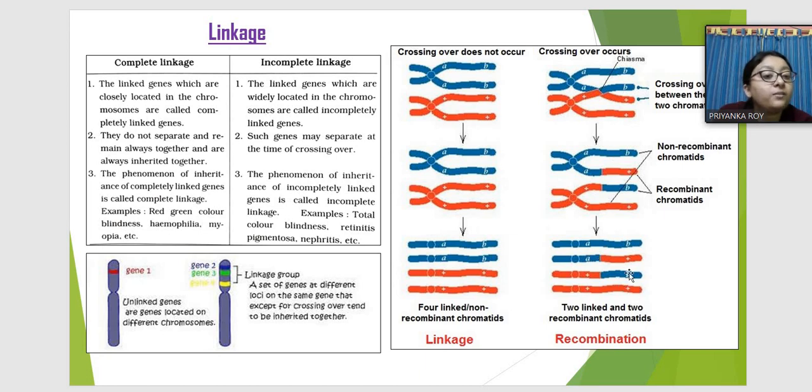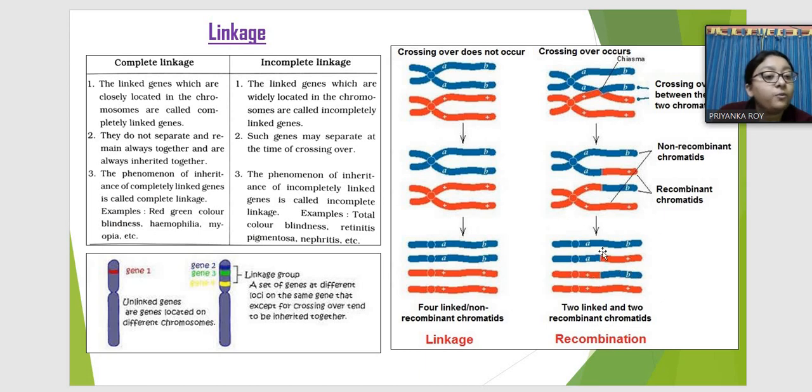Now these are known as recombinant chromatids, and these are the linked chromatids. Here, in this chromatid, A and B are linked genes, but in this other chromatid they are not linked anymore. So this is known as recombination.